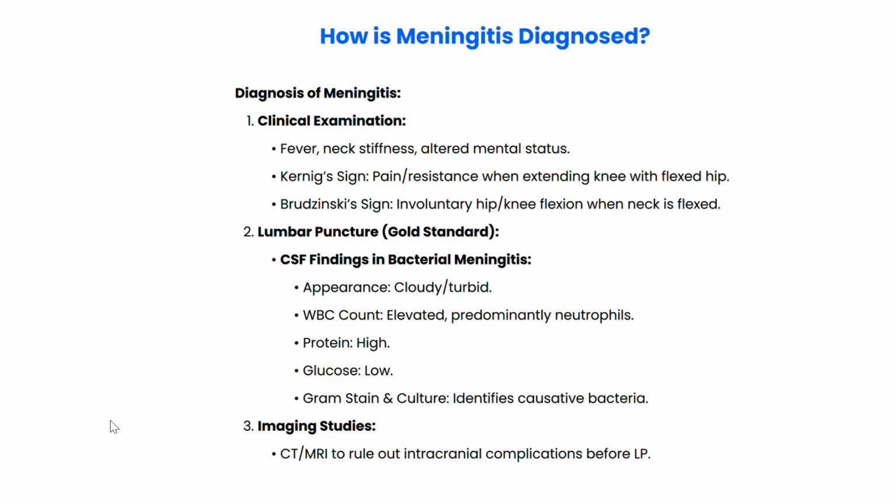Let's discuss the findings in bacterial meningitis specifically. The appearance of the CSF is usually cloudy or turbid. White blood cell count is significantly elevated with a predominance of neutrophils, indicating bacterial infection. Protein levels in the CSF are higher because of inflammation. Glucose levels are low since the bacteria consume glucose. Finally, Gram staining and CSF culture can identify the exact bacteria responsible, helping guide treatment.